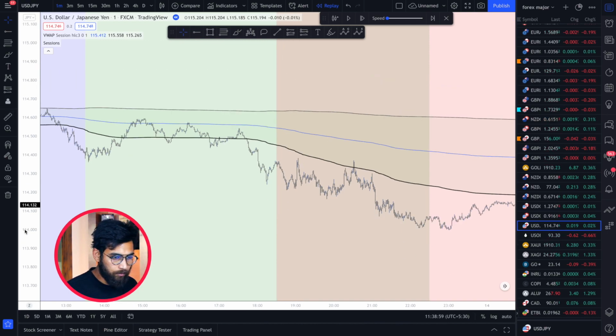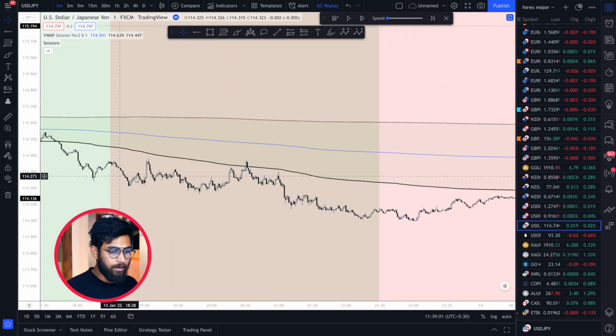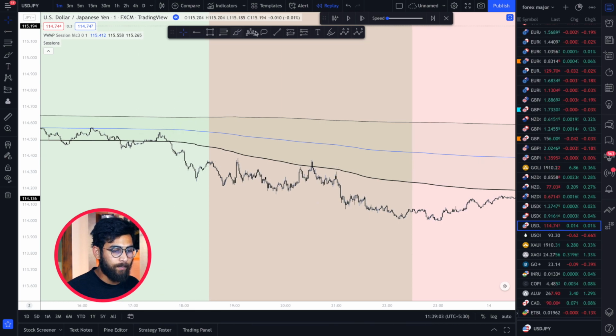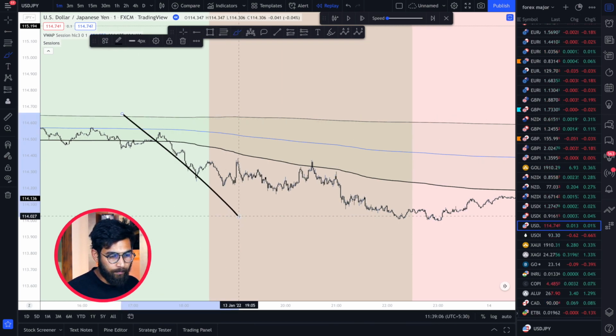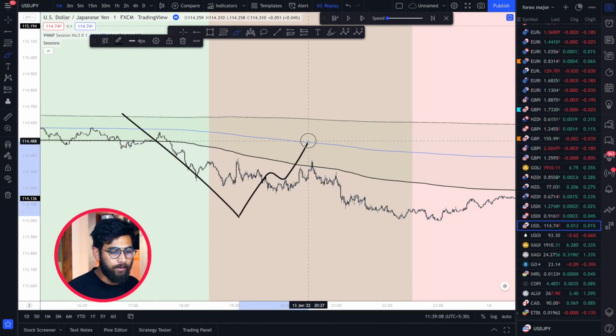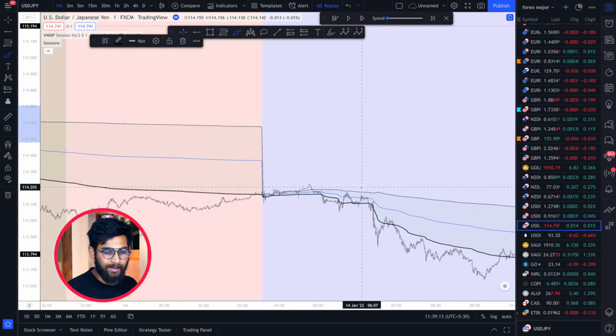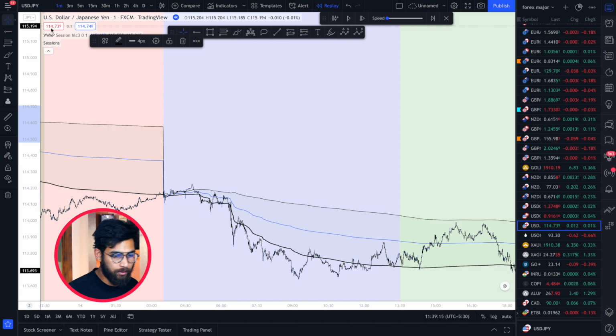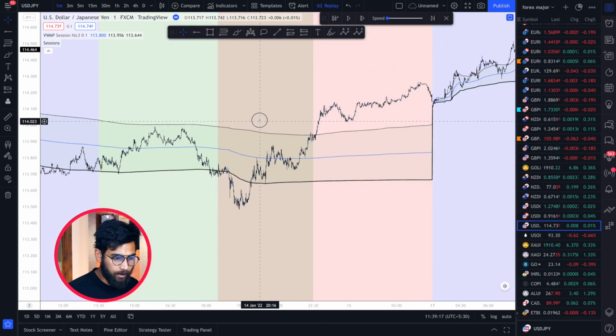Then again, this is an overlap session, but you can see here the price didn't move above, right? If it was a downtrend, it should have moved above it, and then we could have entered so that the price would move up. But nothing like that happened over here. So let us move forward and see if there is any other trade.